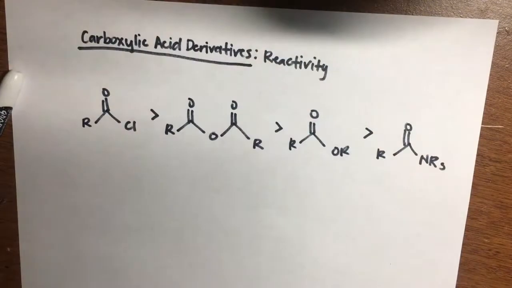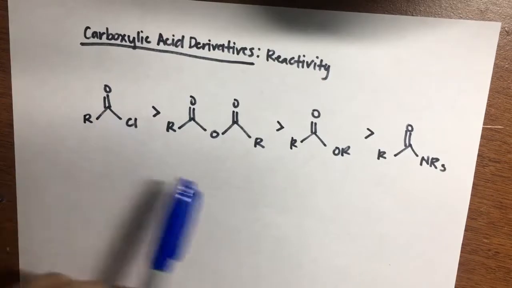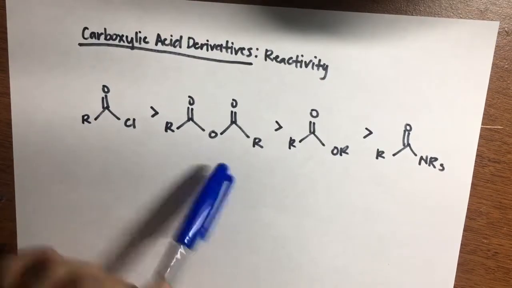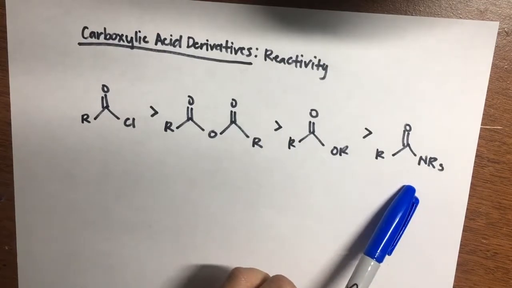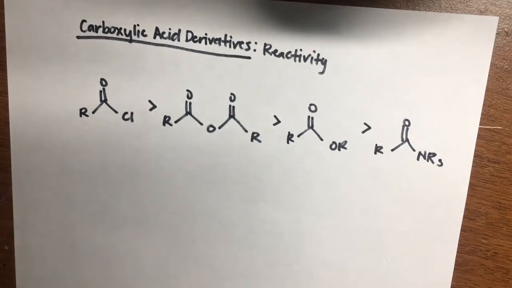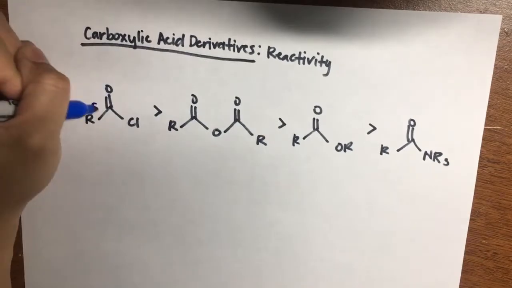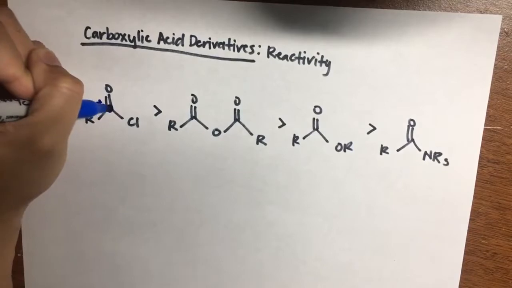Carboxylic acid derivatives and their reactivity. So, as you know, acid chlorides are more reactive than anhydrides, which are more reactive than esters, and esters are more reactive than amides. But before I explain this trend, I want to talk about why carboxylic acid derivatives are susceptible to nucleophilic attacks. And that's all about the partial positivity of this carbonyl carbon right here.